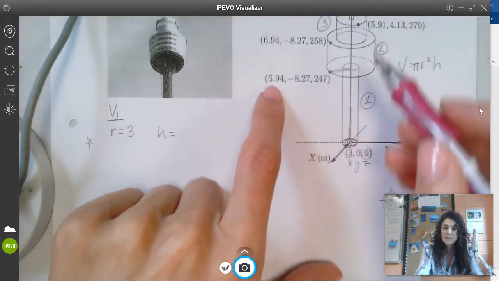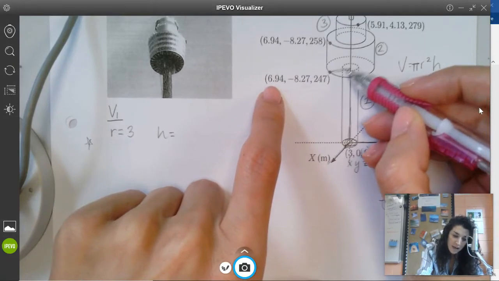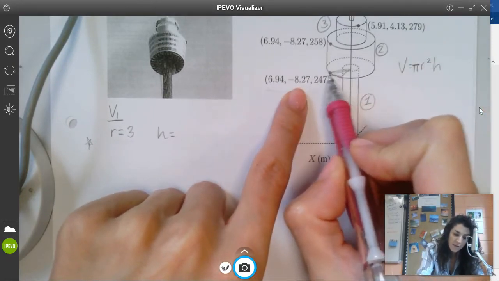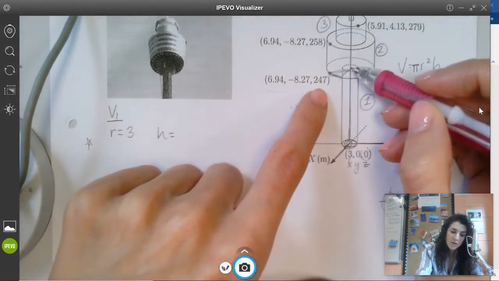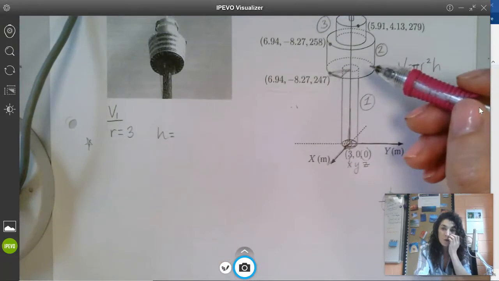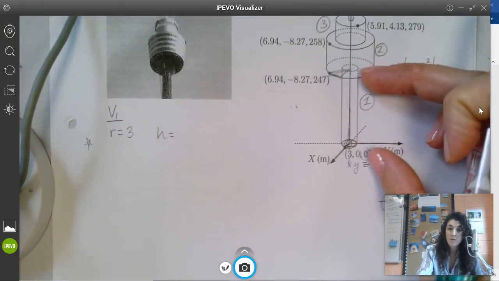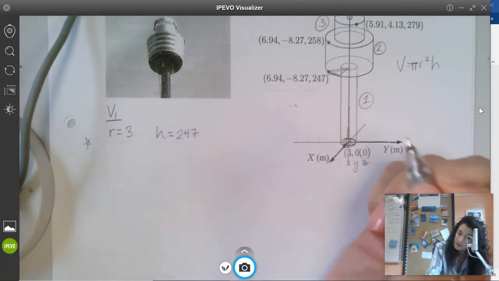Remember that this 6.94 is how much we go out on the x value. Negative 8.27 is how much we go out on the y. 247 is how much we've gone up. So 247 is how tall that cylinder is. And so we went from 0 to 247, which means my height is 247.